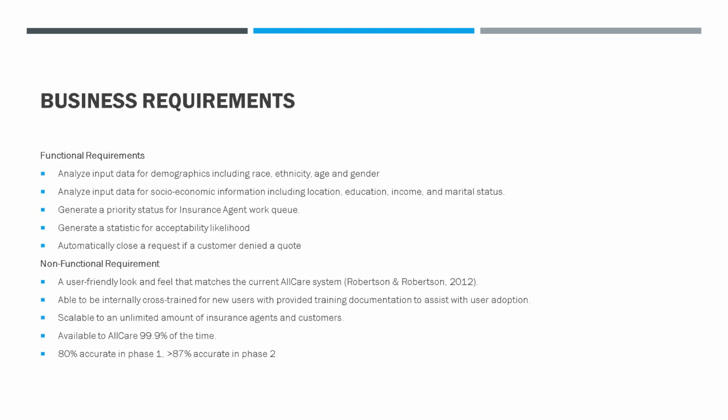Some non-functional requirements: it should have a user-friendly look and feel that matches the current Allcare system. It should be able to internally cross-train for new users with provided training documentation to assist with user adoption. It should be scalable to an unlimited amount of insurance agents and customers. It should be available 99.9% of the time. It should be 80% accurate in phase 1 and greater than 87% accurate in phase 2.